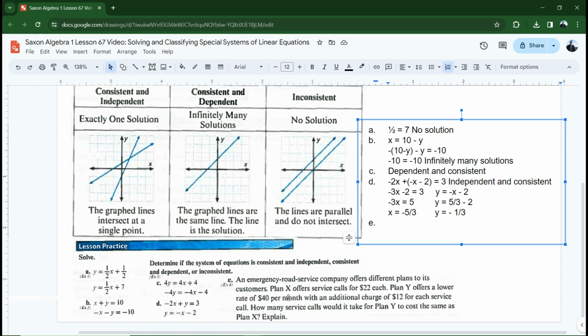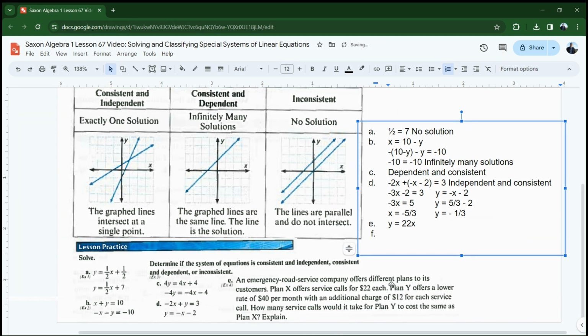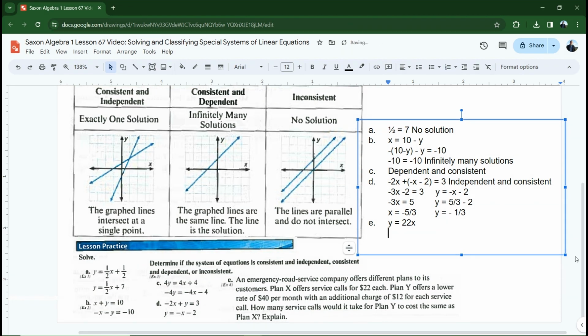So the total cost is going to be y. Y with plan X equals 22 times the number of service calls. We'll just use x for the number of service calls. You don't pay an upfront fee per month. With the other plan, you need to pay $40 per month. So the total cost in the second plan is going to be $40 plus $12 per service call. So you get a discount per service, but you have to pay $40 up front.